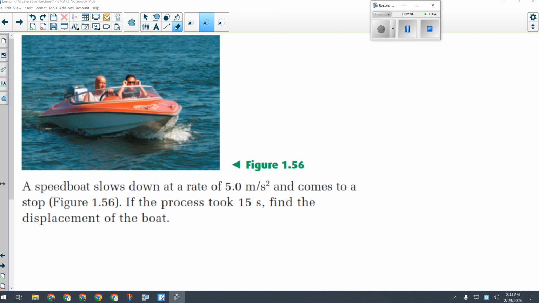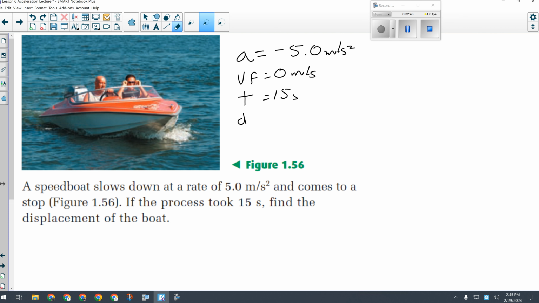Okay. So if we're looking at this question here, it says a speedboat slows down at 5 meters per second squared. So that 5 meters per second squared, positive or negative? Negative. Okay? It has to be. It's slowing down. It was moving forwards and it slowed down. Okay? So here's what we know to start off with. Our acceleration is negative 5.0 meters per second squared. It comes to a stop. What did they give me? Final velocity, it's 0. Okay, VF, 0 meters per second. Okay, that takes 15 seconds, so that's time.